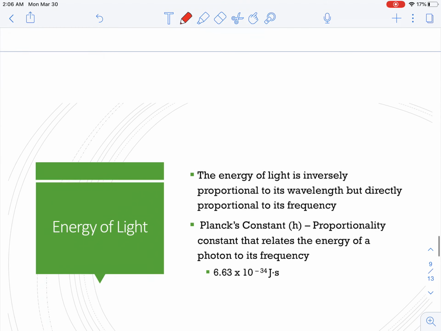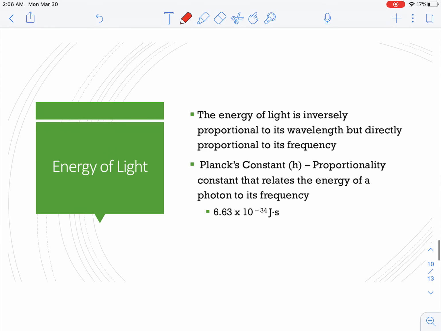So in addition to talking just about the speed of our light, our wavelength, and frequency, another thing we can think about is the energy of this light. So we're going to say our energy of light is going to be inversely proportional to our wavelength, but directly proportional to our frequency. And in setting up this proportion, what's going to allow us to go from a proportion into an actual equation is this thing we call Planck's constant. It's going to be represented by an h. The variable h is going to be used in our equations here.